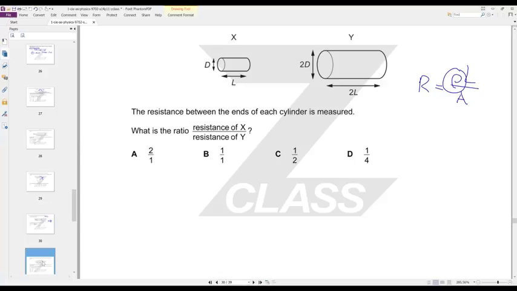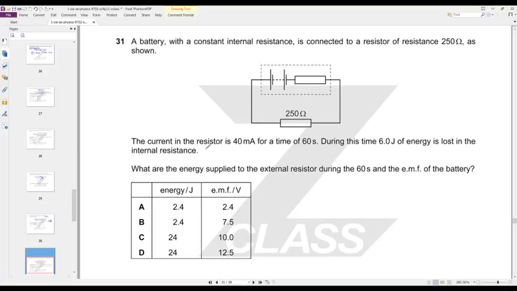So, moving on. A battery with a constant internal resistance is connected to a resistor of resistance 250 ohms. The current in the resistor is 40 milliamps for a time of 60 seconds. 6 joules is lost in the internal resistance. Calculate the energy supplied to the external resistor during the 60 seconds, and the EMF of the battery.